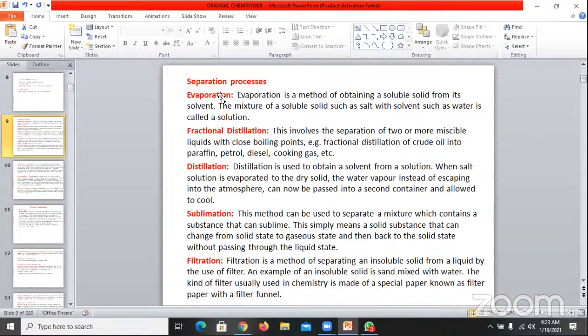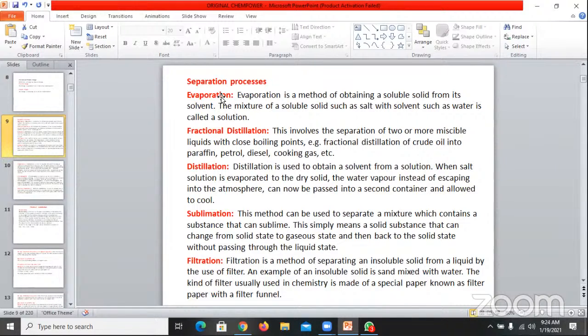And let's look at sublimation, which is a method that can be used to separate a mixture which contains substances that can sublime. Very importantly, when you're talking about sublimation, one of the substances to be separated must be able to sublime. So that is the condition. If it cannot sublime, then you cannot use sublimation. This simply means that a solid substance can change from solid state to gaseous state. Whenever a substance changes from the solid state straight to the gaseous state, we call it sublimation.